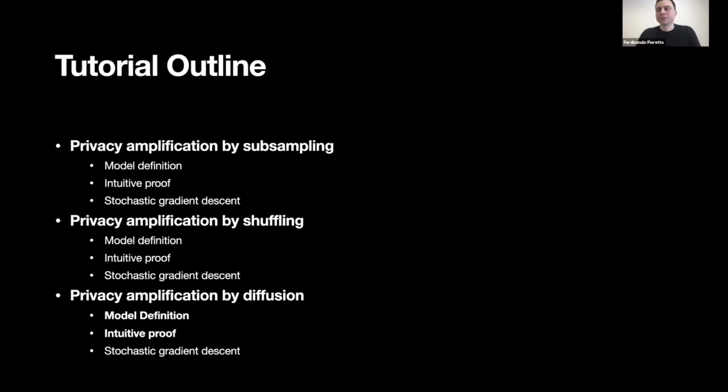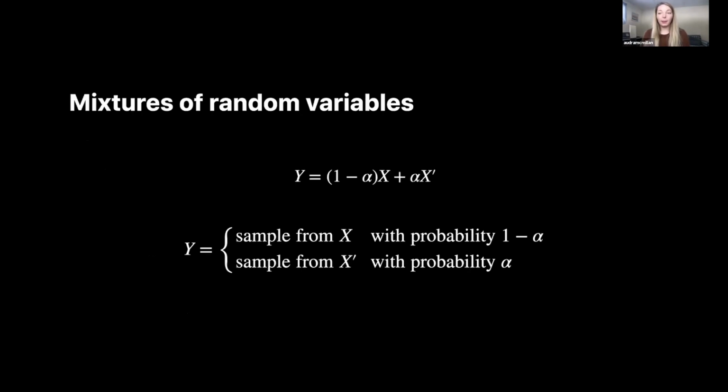So we have 3 techniques: amplification by subsampling, amplification by shuffling, and amplification by diffusion or post-processing. Before I talk about any of those, I just want to establish one notational thing that I'm going to use a lot. y, x, and x prime are random variables. If I say that y is a convex combination of x and x prime, all that means is that y samples from x with probability 1 minus alpha and x prime with probability alpha.